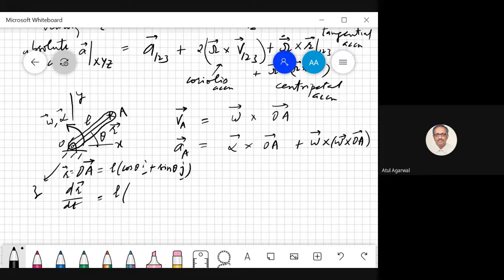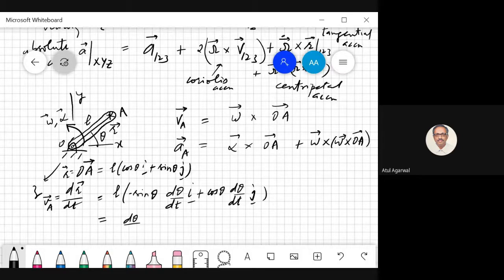L cos theta becomes minus L sin theta. Then we have to take the derivative of theta also with time. You want the derivative with time, so first with theta, then theta with t. This is your velocity of the particle, the velocity of point A. So what do you get? d theta by dt is nothing but omega.